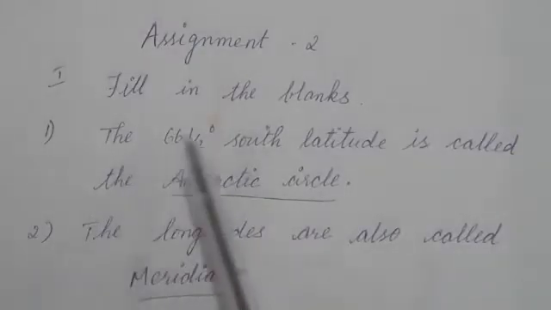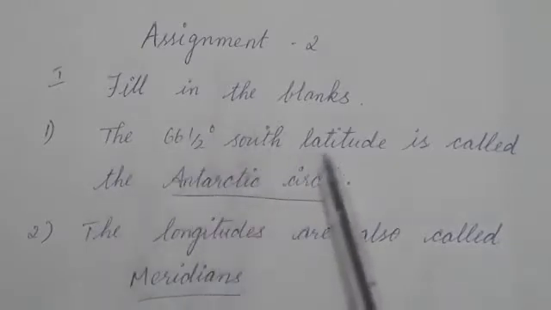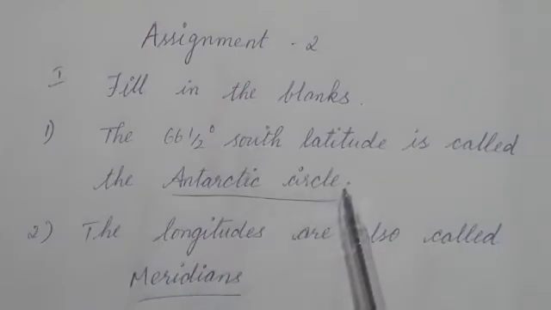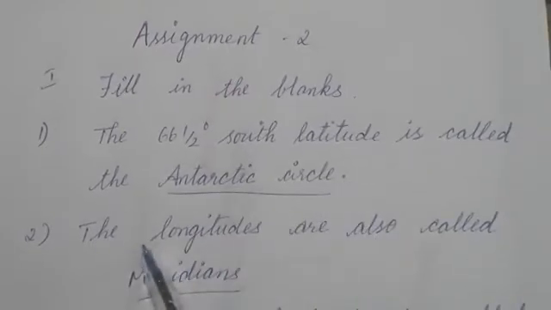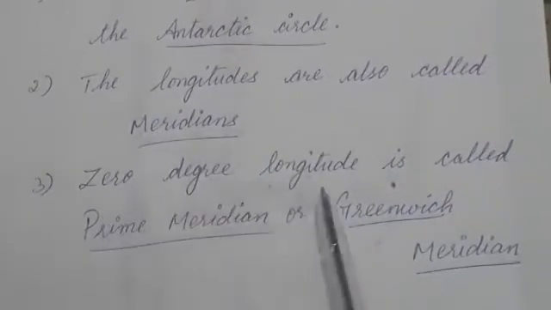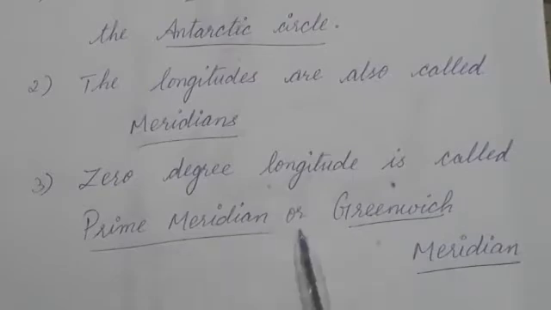First Roman letter, fill in the blanks. First one, 66.5 degrees south latitude is called the Antarctic Circle. Second one, the longitudes are also called meridians. And third one, 0 degree longitude is called prime meridian or Greenwich meridian.